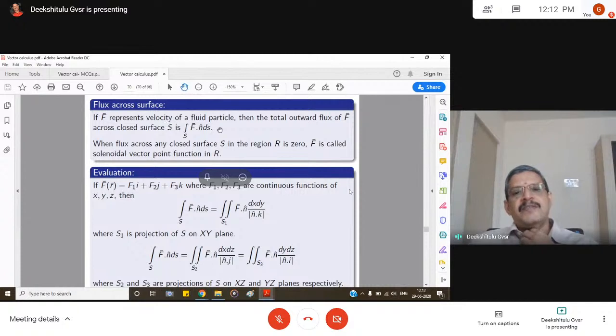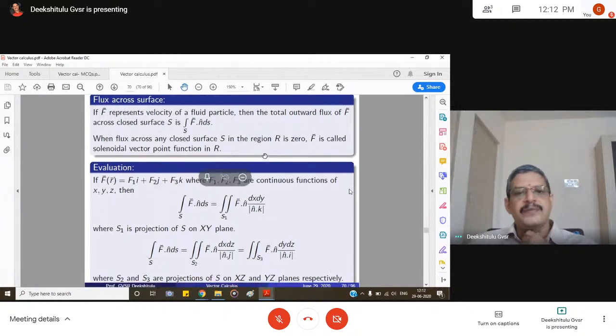If it represents the velocity of a fluid particle, then the total outward flux of f bar across a closed surface is the surface integral of f dot n cap ds. Where the flux across any closed surface in the region R is 0, f is called a solenoidal vector point function.